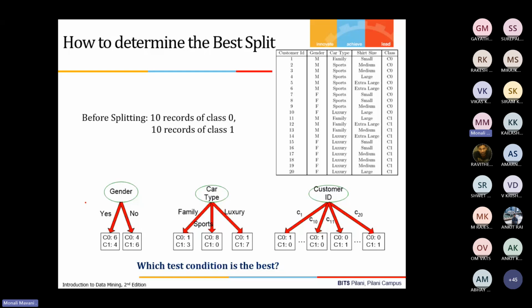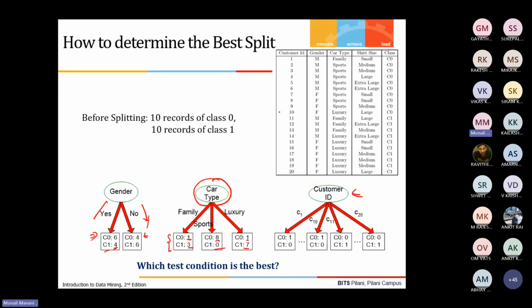Okay, suppose I have these three. First I'm just explaining the concept of purity. We have gender. I have yes and no, 2 branches. In the yes branch, I have 6 examples belonging to class C0, or 0, and 4 examples belonging to class 1. The no branch is also similar, like a 4 and 6 combination. Then I have another feature, car type, where I'm doing a multi-way split, and I get this class distribution. So class 0 is 1 example, class 1 is 3 examples, this is 8 and 0, this is 1 and 7.